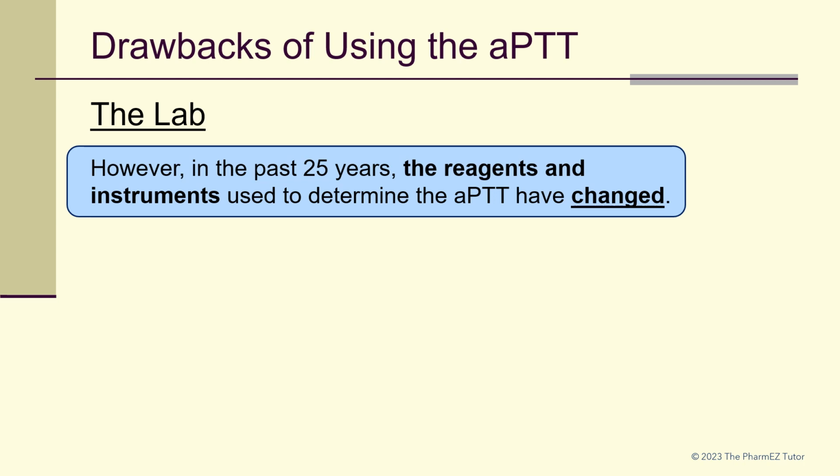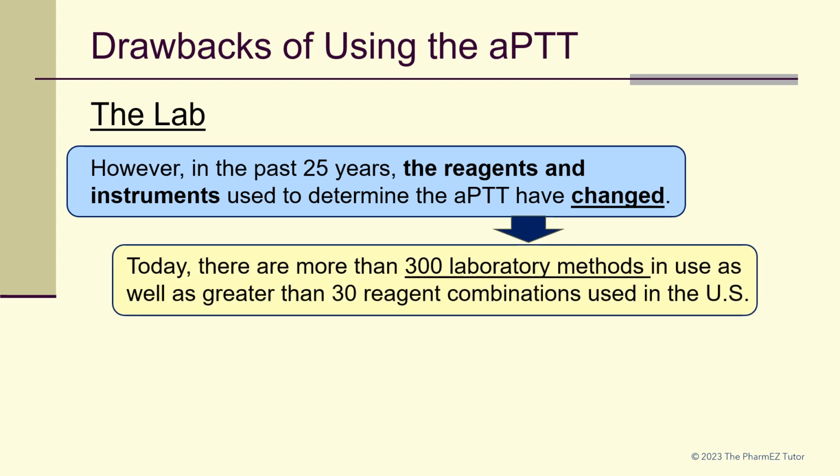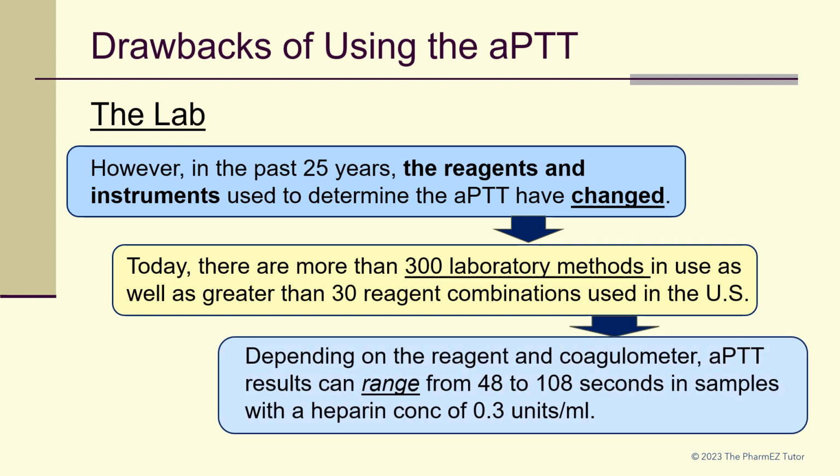However, in the past 25 years, the reagents and instruments used to determine the aPTT have changed. Today, there are more than 300 laboratory methods in use, as well as greater than 30 reagent combinations used in the United States. Depending on the reagent and coagulometer, aPTT results can range from 48 to 108 seconds in samples with a heparin concentration of 0.3 units per mL.